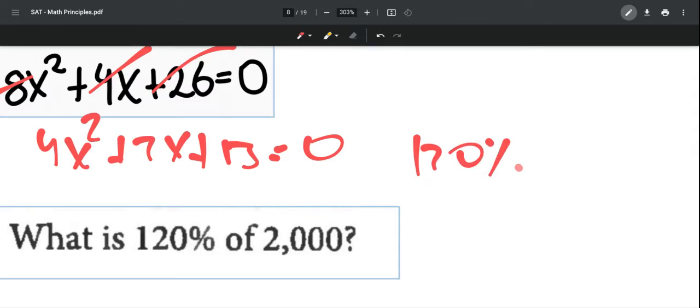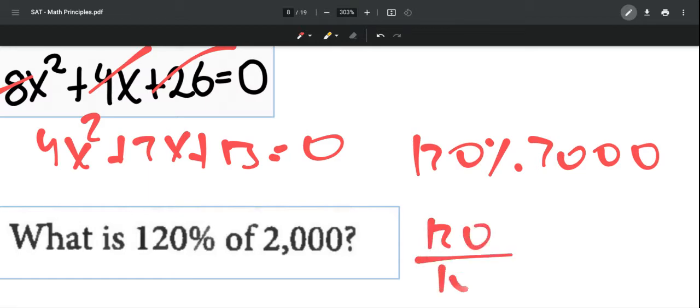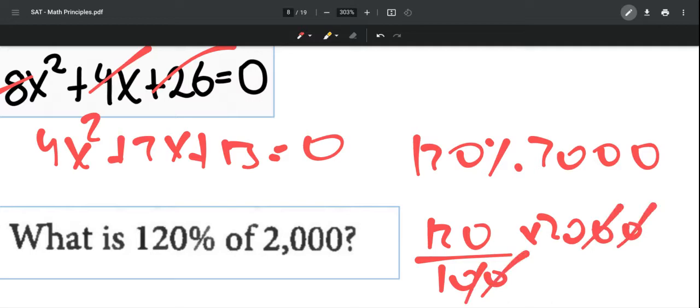Another case in which you want to simplify is when you're working with percentages. You have, like, 120% out of 2000. So maybe you'd be tempted to just multiply 120 times 2000. But actually, if you think about it, since this is 120 over 100 times 2000, all you want to do is just get rid of the zeros, and then you'll be working with smaller numbers.